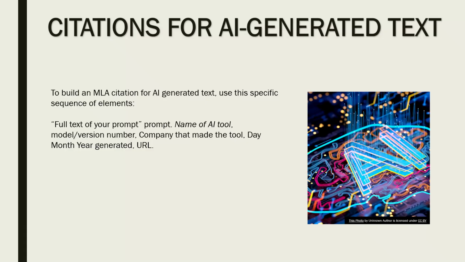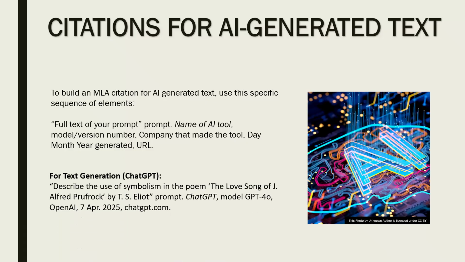Here is an example of a works cited entry from ChatGPT. Included in the prompt used is the name of the AI tool, ChatGPT, the model and version of ChatGPT, the company's name that made the tool, and the day, month, and year the prompt was generated, and the URL to ChatGPT. On another note, MLA recommends providing a shareable URL to the specific conversation if available. Otherwise, use the general tool's URL.